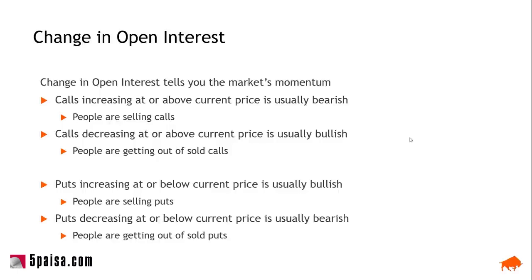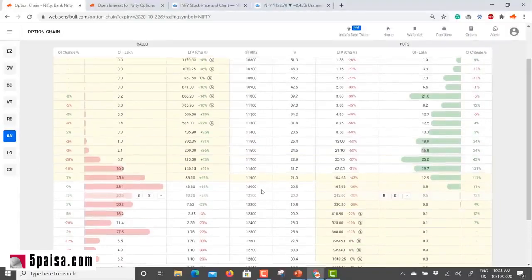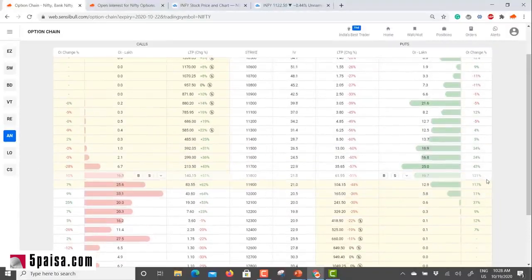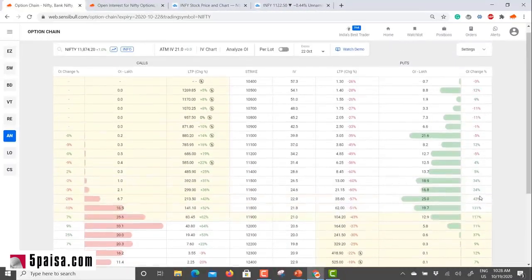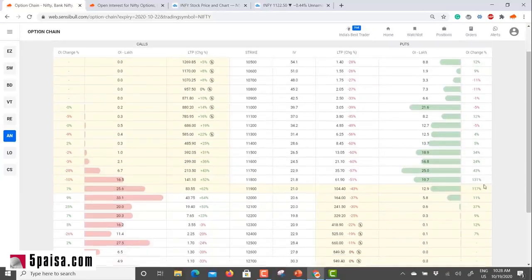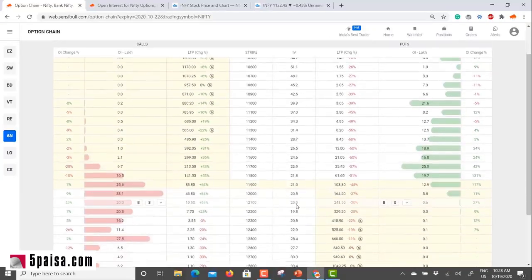So let's look at the example of Nifty, right? Here you can see that puts are increasing and it is a bullish signal, and you can see that today market has gone up 1%. Now it's a different issue. Did puts increase because market went up, or did market go up because puts increased, right?